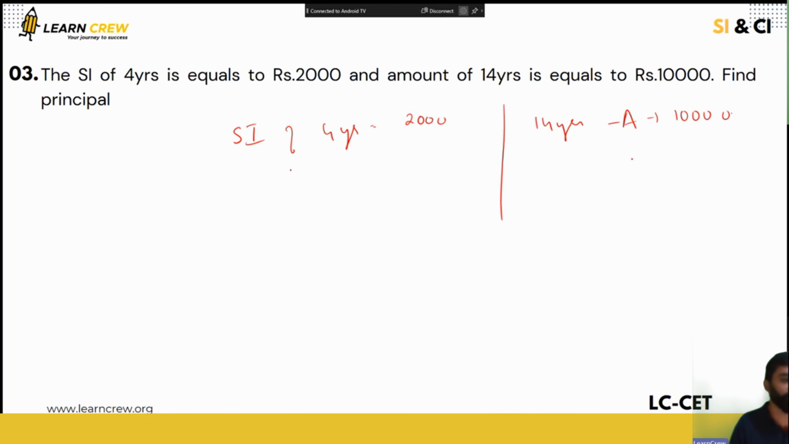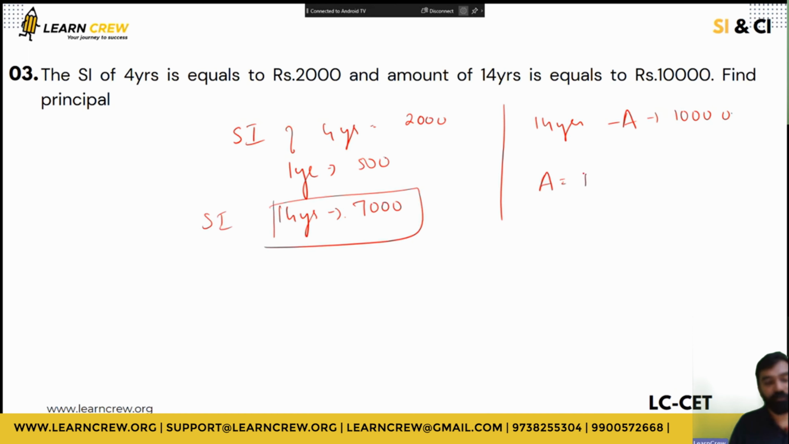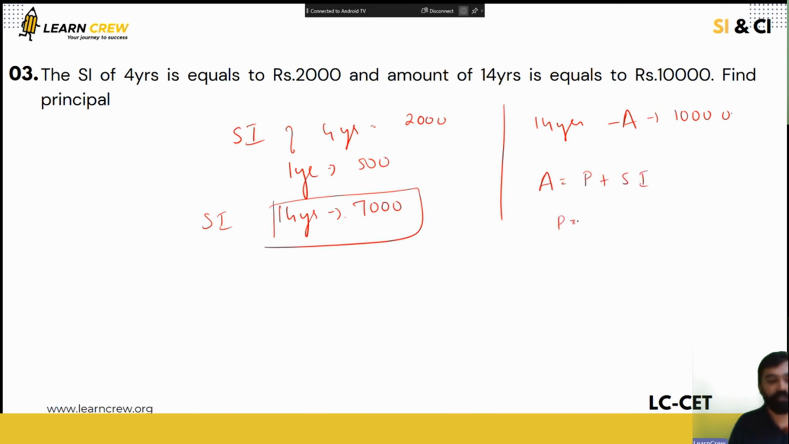Okay. So now for a single year, the simple interest is going to be how much? 500. For 14 years, the simple interest is going to be 7,000. Amount equals principal plus SI. So principal equals 10,000 minus 7,000, that is 3,000.